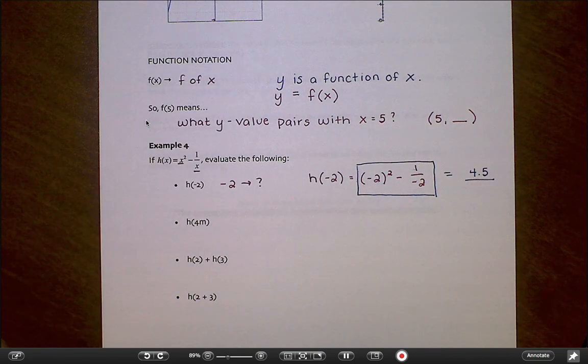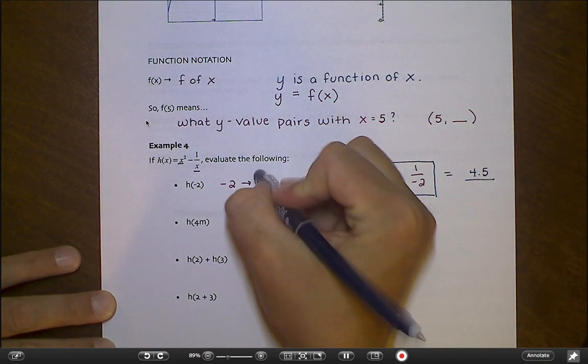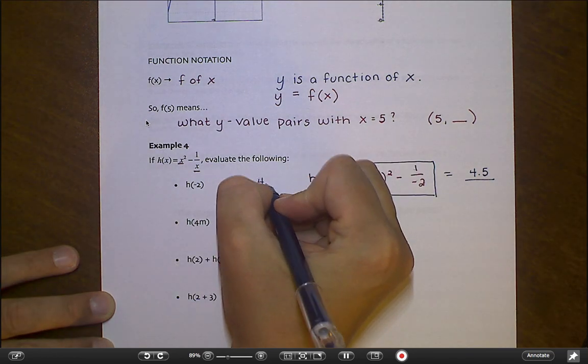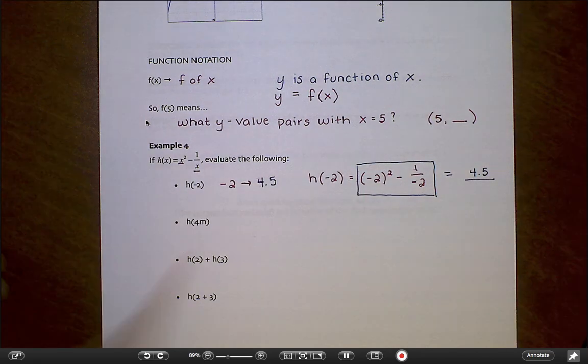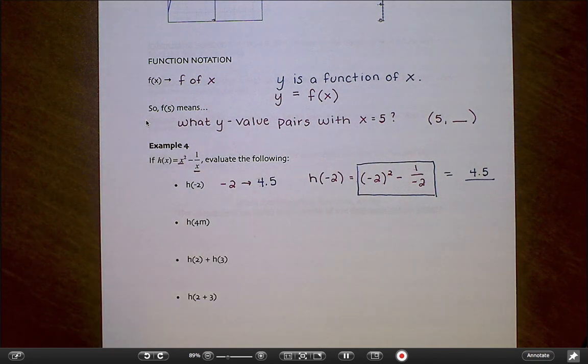So what that tells me is in this function, negative 2 would be paired up with 4.5. That's the pairing that happens in this function. I could write that as an ordered pair. Okay? I could also just say h of negative 2 equals 4.5.